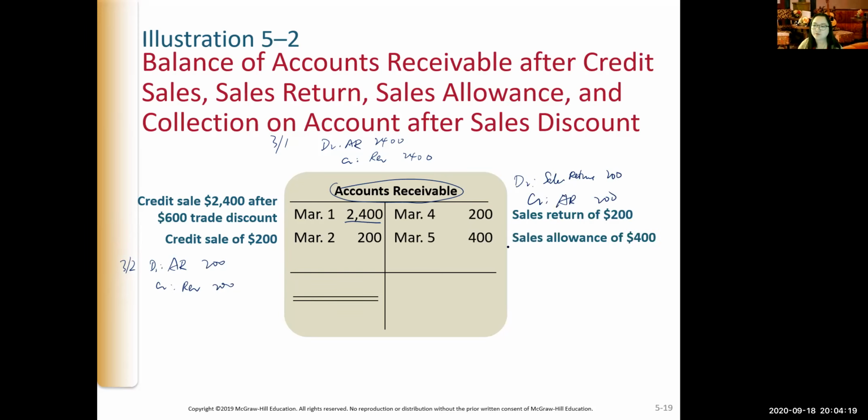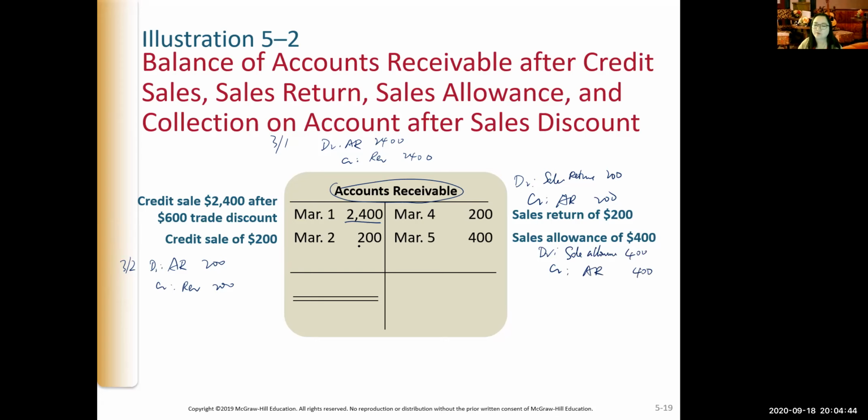And then March 5th, the person comes to tell you that they're not satisfied with their surgery. And the surgeon says, okay, give them some sales allowances. Reduce the amount that they owe. So therefore you record sales allowances and credit accounts receivable for 400.